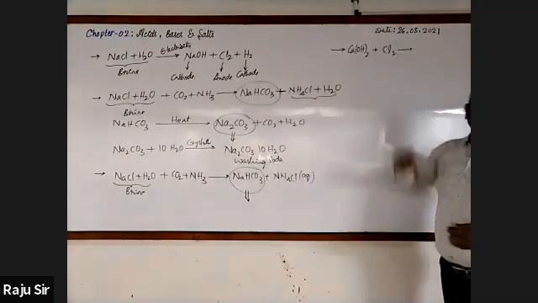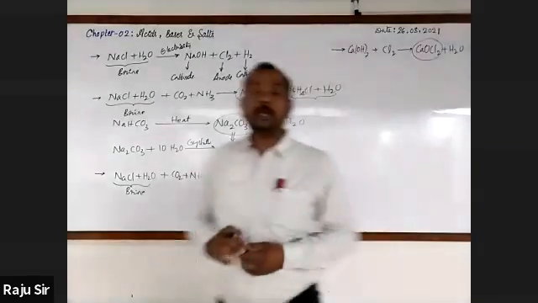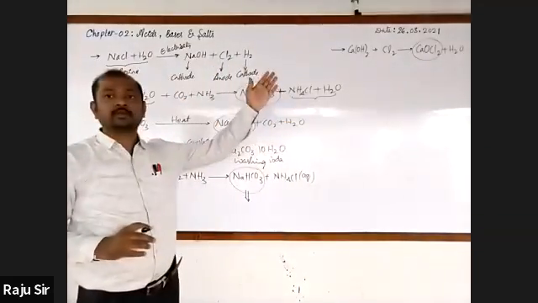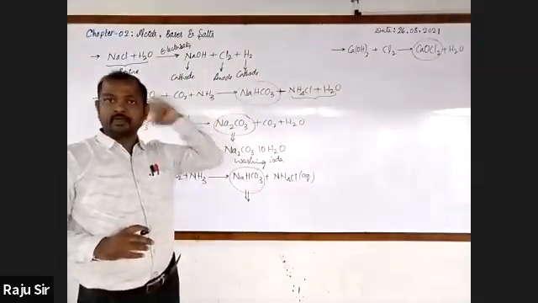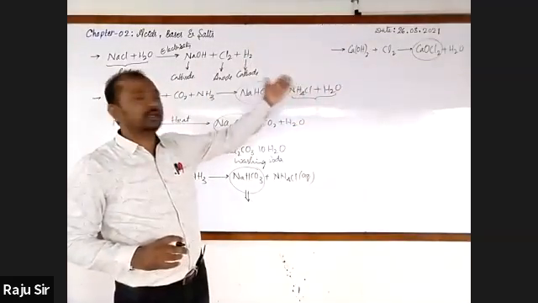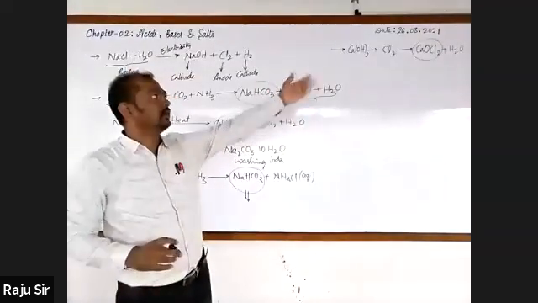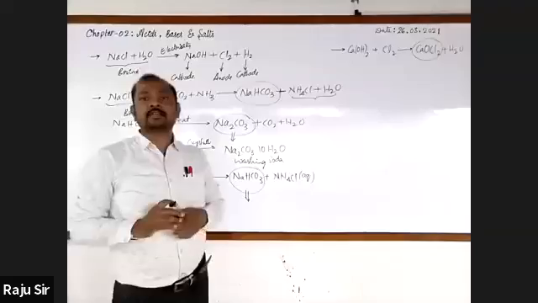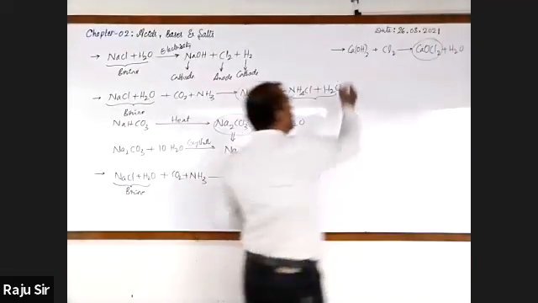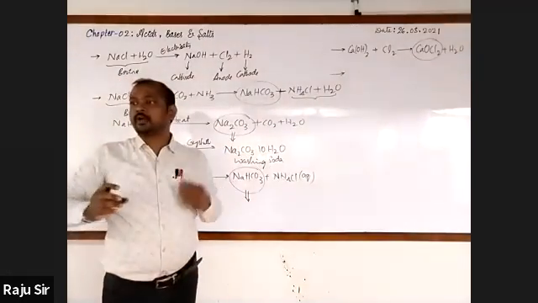Then these two undergo a chemical reaction to form a compound called CaOCl2, calcium oxychloride, plus water. This is the bleaching powder, calcium oxychloride. This is how we obtain bleaching powder. Once again, when you pass chlorine gas over dry calcium hydroxide, it produces the compound called calcium oxychloride.